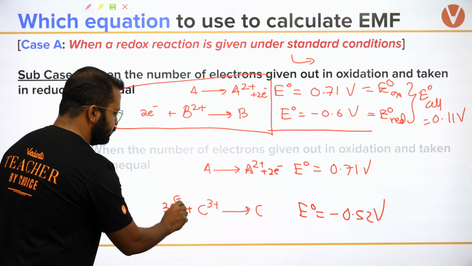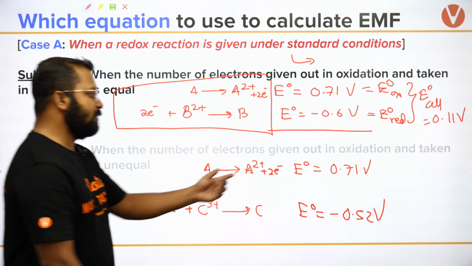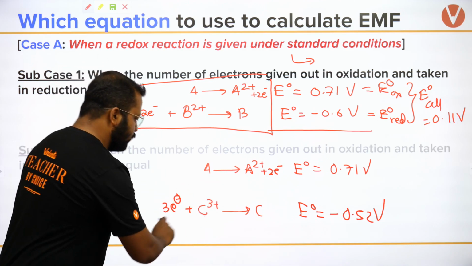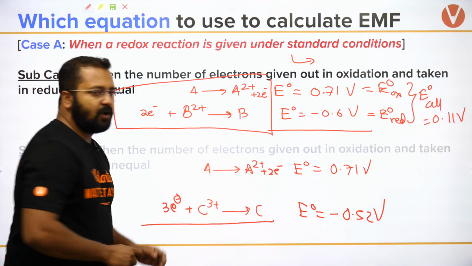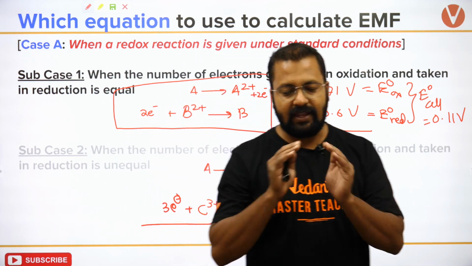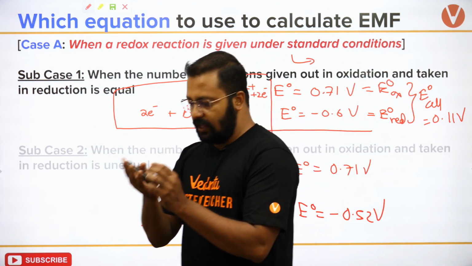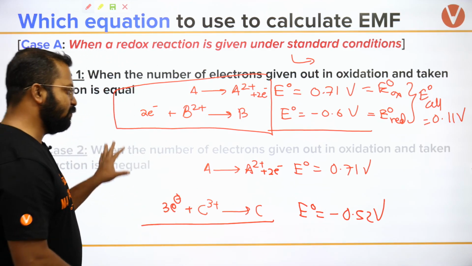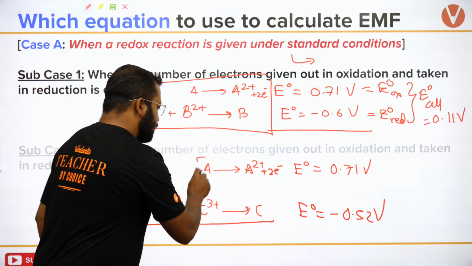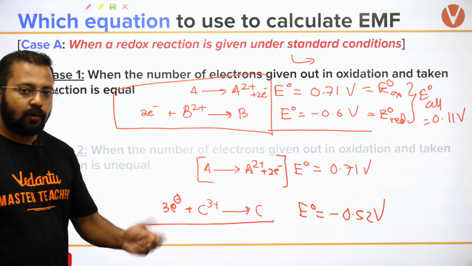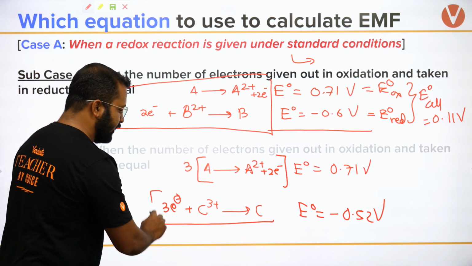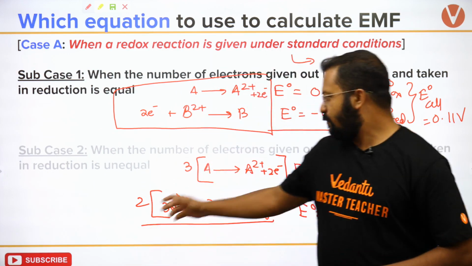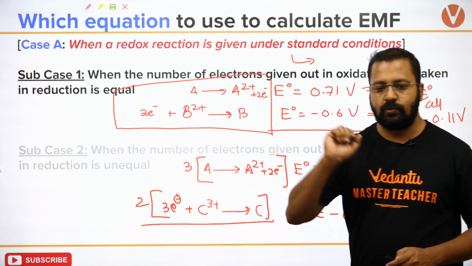How many electrons are taken in? 3 electrons. Now a lot of people multiply E naught with the number of electrons, क्योंकि what I have to do is to make the total number of electrons equal. देखो electron जितने निकलेंगे, the number of electrons given out should be equal to the number of electrons taken in. Yes, this is important for boards as well. So अगर हमें number of electrons को equal करना है तो हम इसको 3 से multiply करेंगे and I will multiply this with 2.